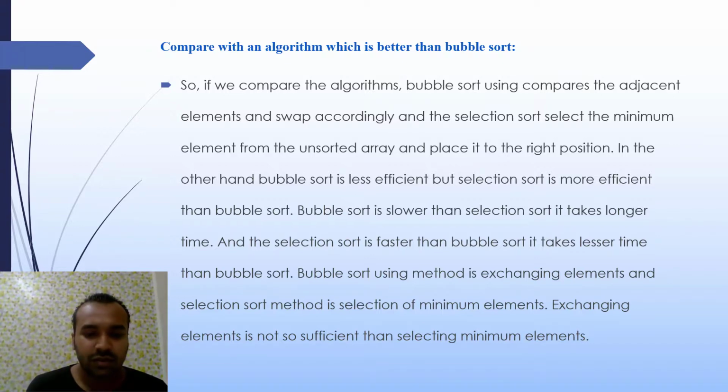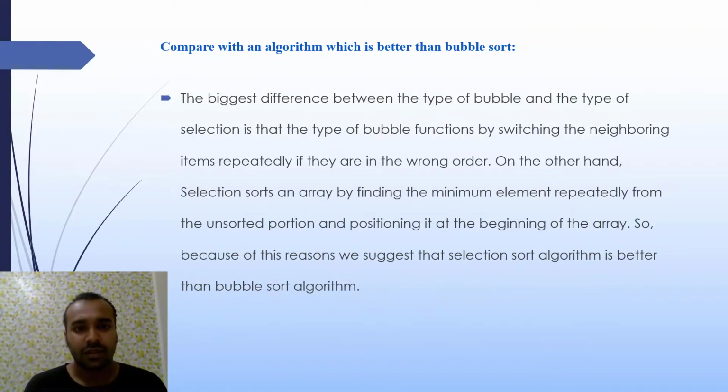Exchanging elements is not as efficient as selecting minimum elements. The biggest difference between bubble sort and selection sort is that bubble sort works by repeatedly switching neighboring items if they are in the wrong order. On the other hand, selection sort sorts an array by repeatedly finding the minimum element from the unsorted portion and positioning it at the beginning of the array.